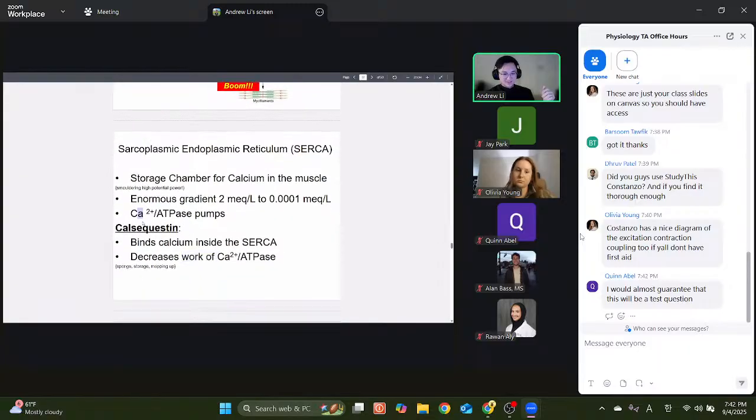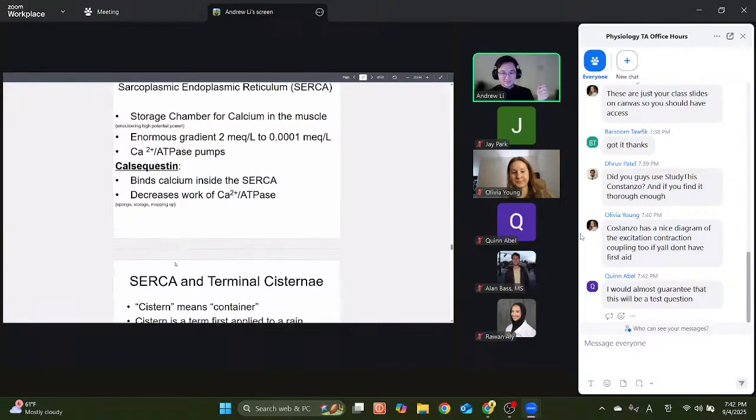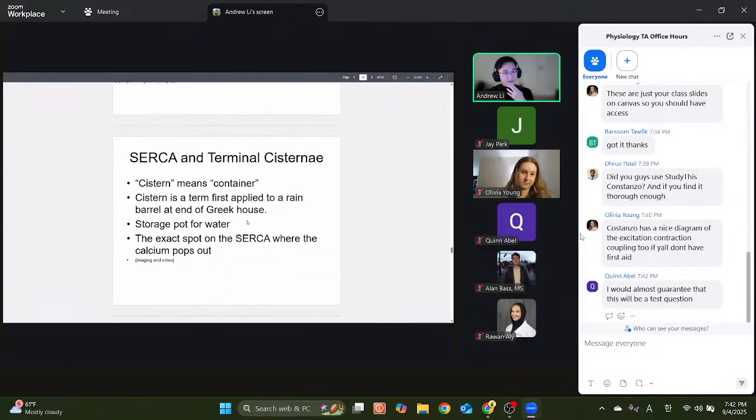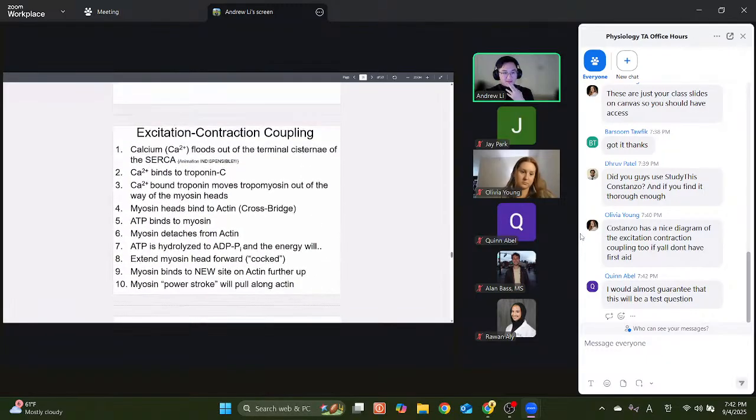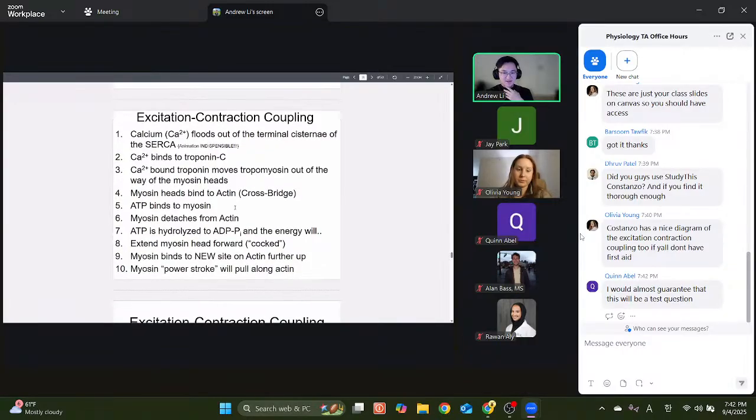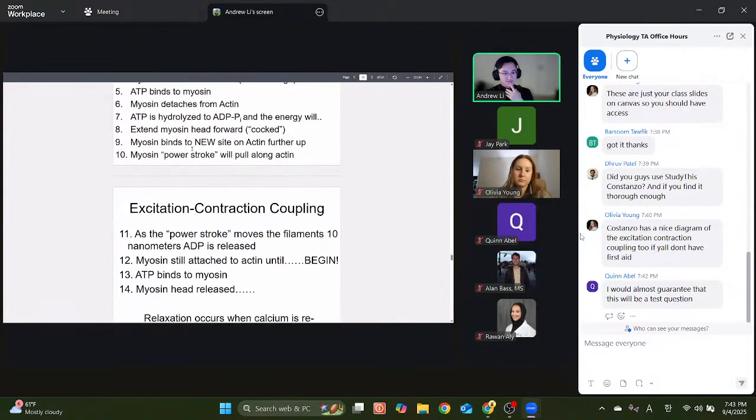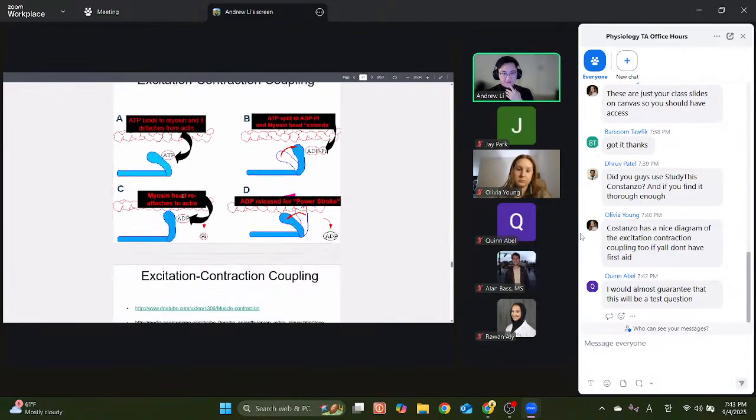Yeah, this for sure will be a question, I think. I don't want to say for sure, but I recognize it, so that's why I mentioned it. This list is extremely important. I would know muscle contraction by heart, especially because it's easy to mix some stuff up.